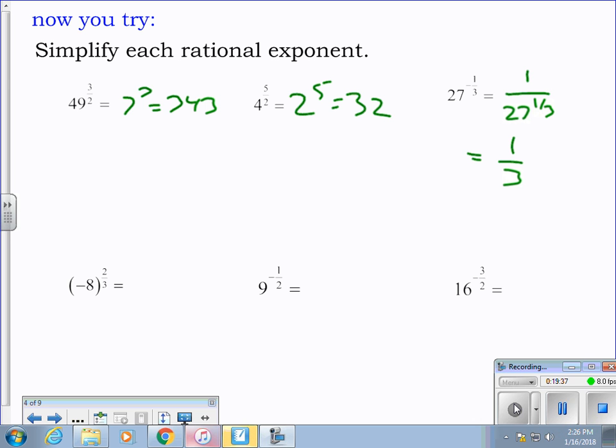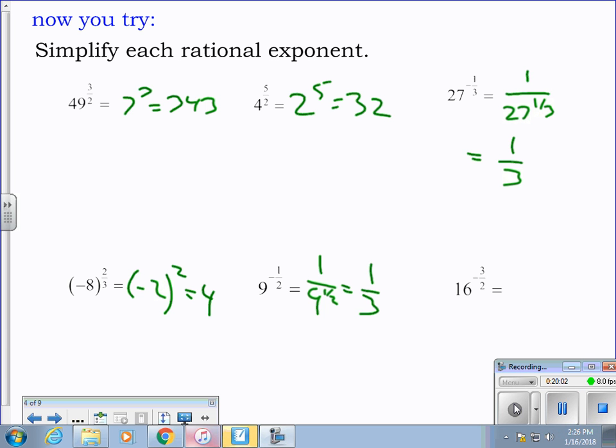Okay. Next one here, the denominator means I do the cube root. Cube root of negative 8 is negative 2, and then I square that to give me positive 4. 9 to the negative 1/2 power means I have 1 over 9 to the 1/2 power. 9 is the square, 1/2 is the square root. So this is 1/3 again.